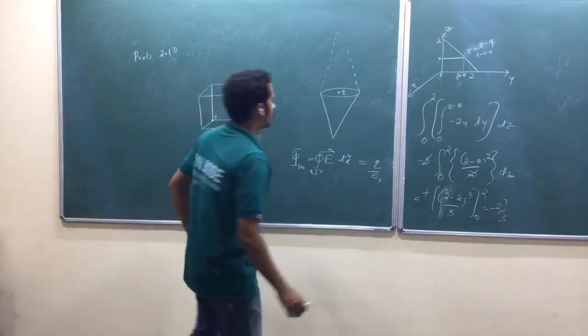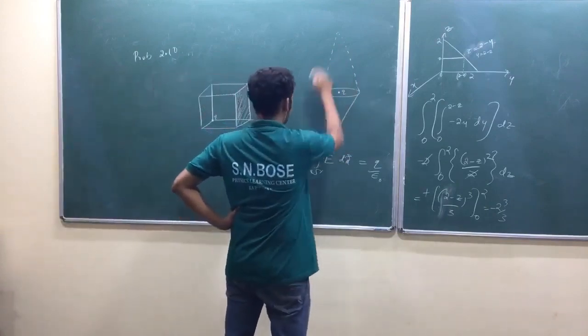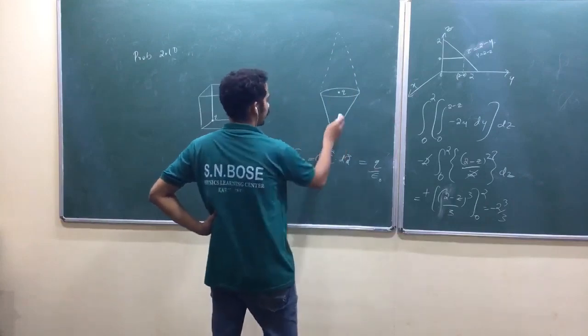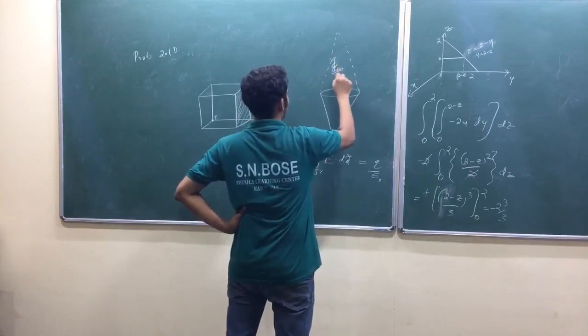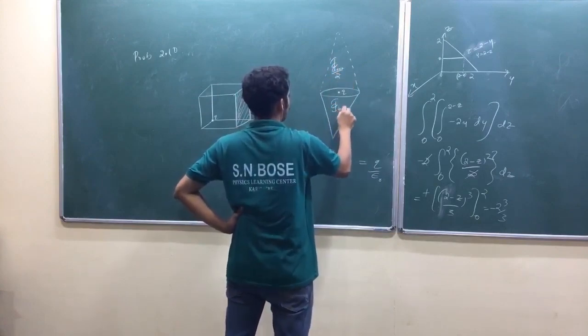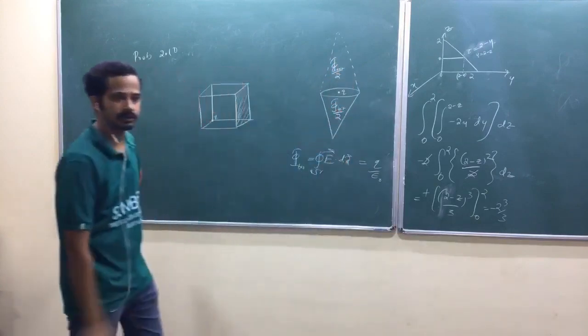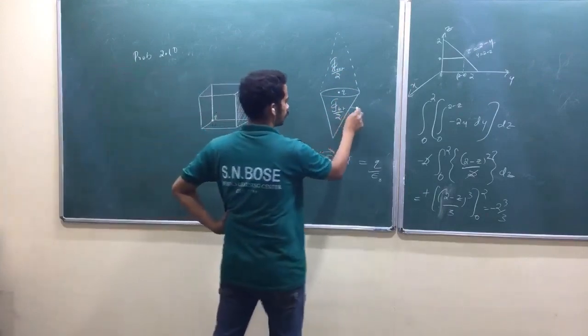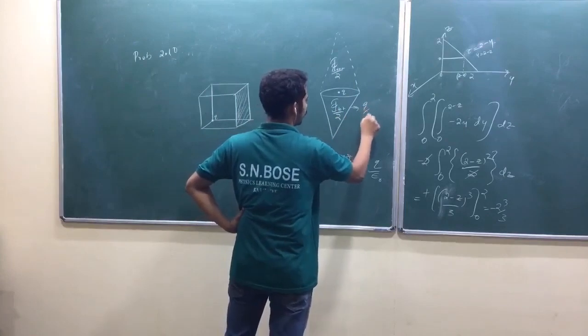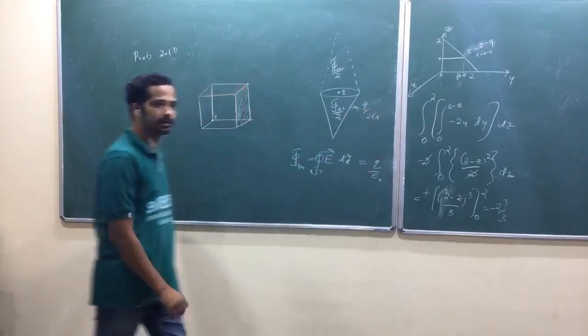Is that okay? Now look at here. So this total flux is equal to Q by epsilon naught. So if the total flux is this one, this will be phi total divided by 2, isn't it? Total flux, isn't it? So that's why the flux through this one will be total divided by 2. That becomes Q by 2 epsilon naught, isn't it?